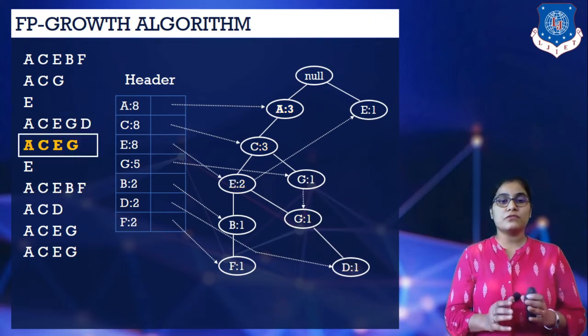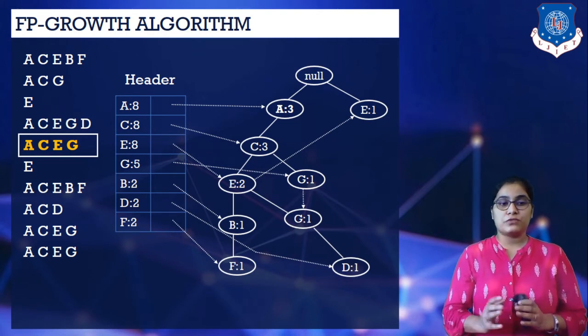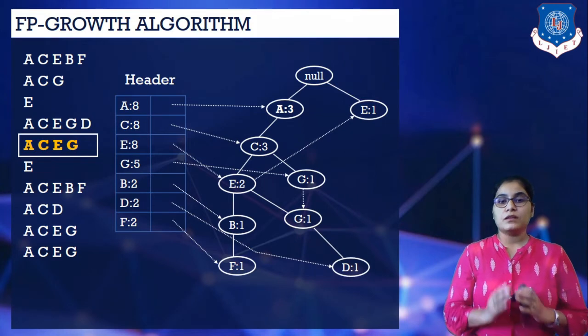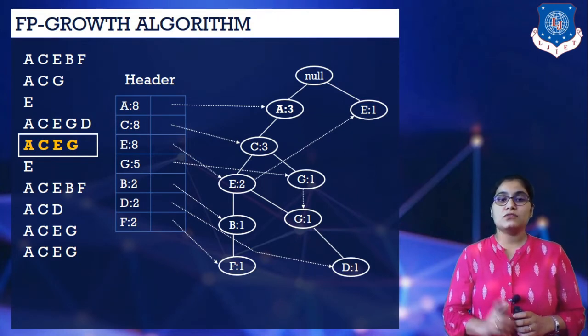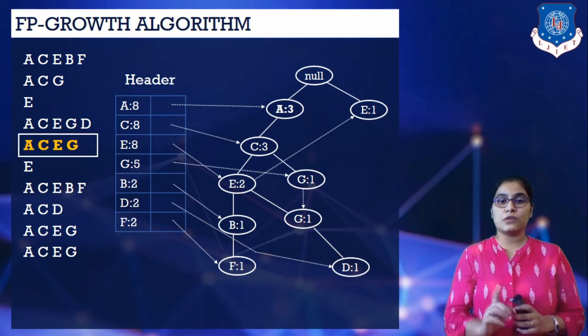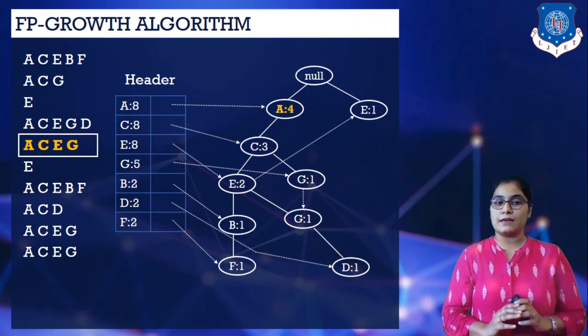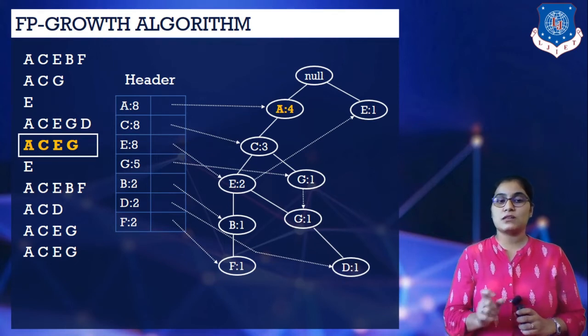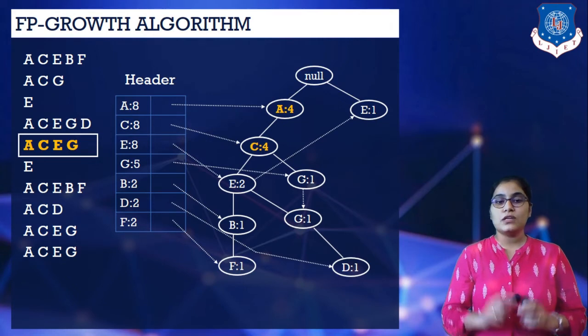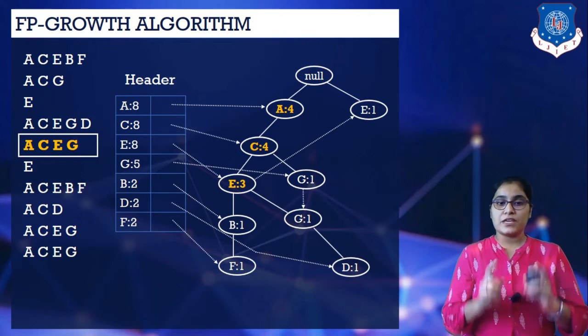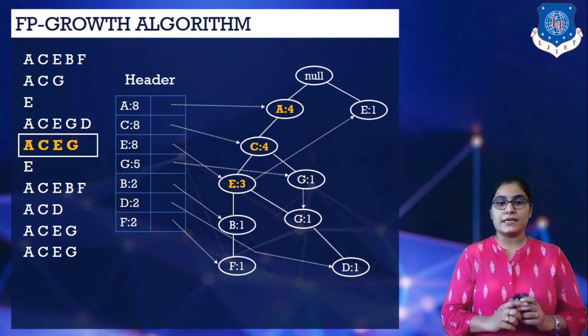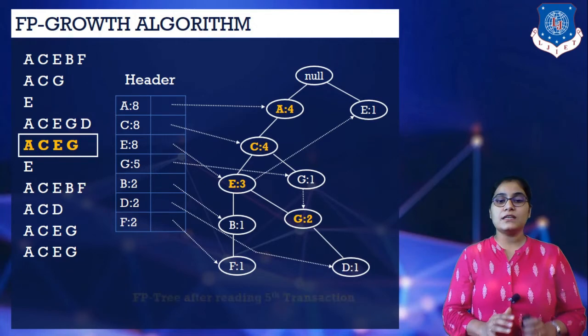Now let's move forward to the fifth transaction. In this we have 4 different items, that is A, C, E and G. Starting from the root node, check for the direct link to node A. Yes, we have a direct link to node A, and that's why we just increment the count of node A. Now check for the node C. We have a direct link from A to C, and that's why we just increment the count of node C. Same goes for node E. We have a directly linked node E to C, and that's why we just increment the count of node E. Now check for G. We have a node G which is directly linked with node E, and that's why we just increment the count of node G. So this is how our tree looks after the fifth transaction.